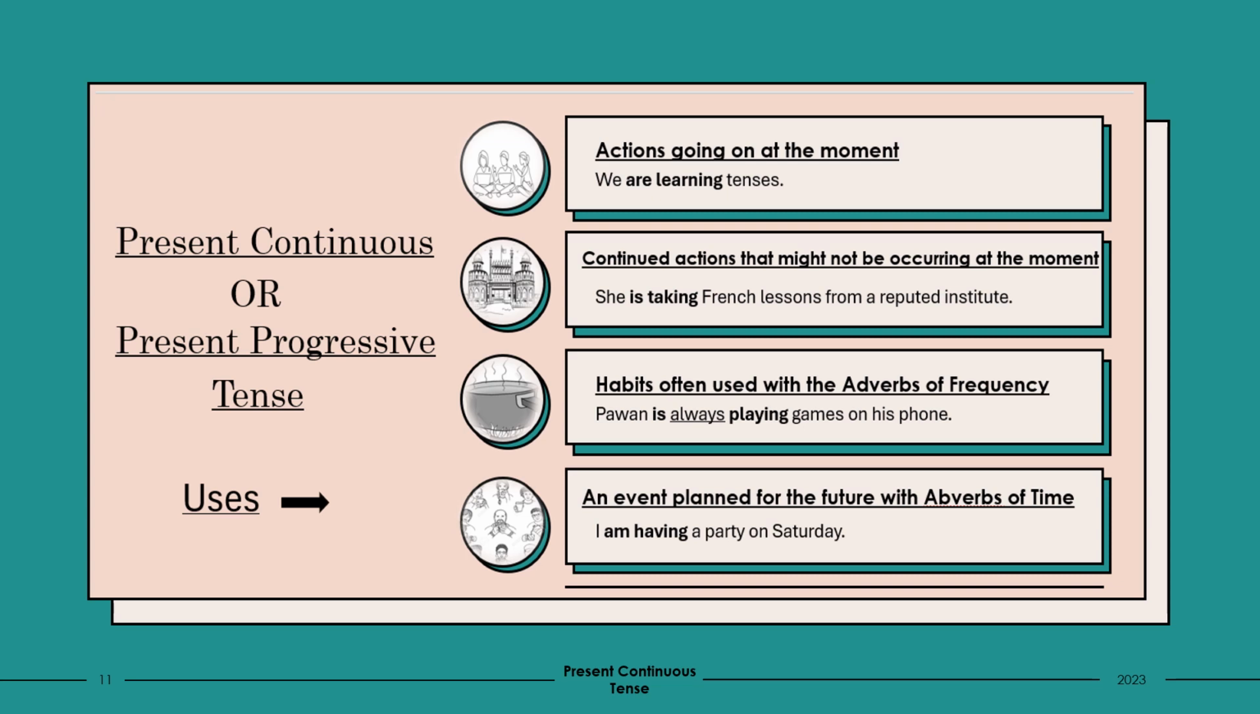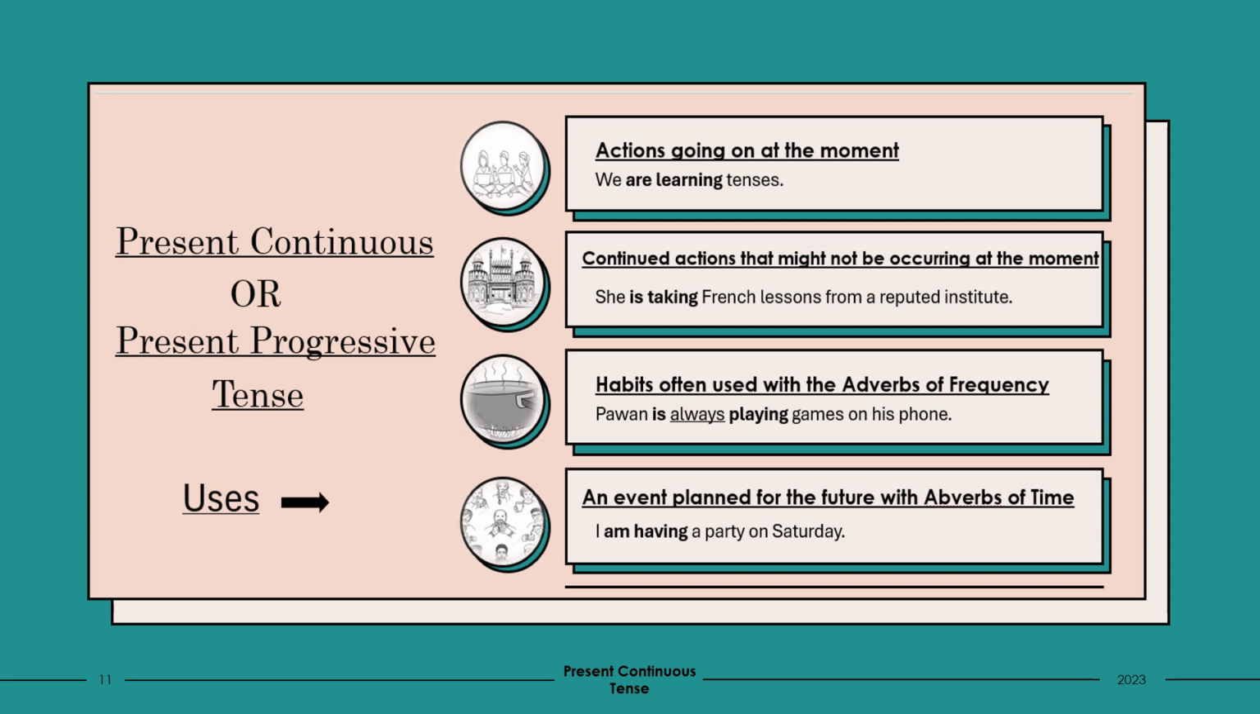Next use is to indicate continued actions that might not be occurring at the moment. For example, she is taking French lessons from a reputed institute. So French lessons might continue for a year or longer or shorter than that period. But right now, if it's very late in the night, she might not be taking the French lesson. She might not be attending that French class right now. But she is enrolled in the course.